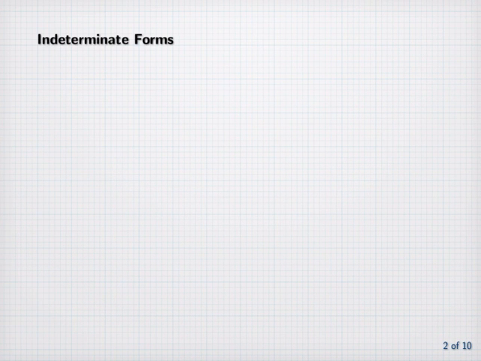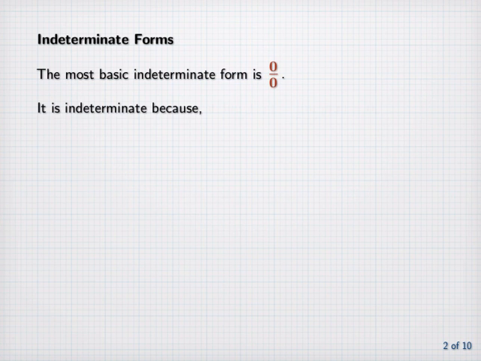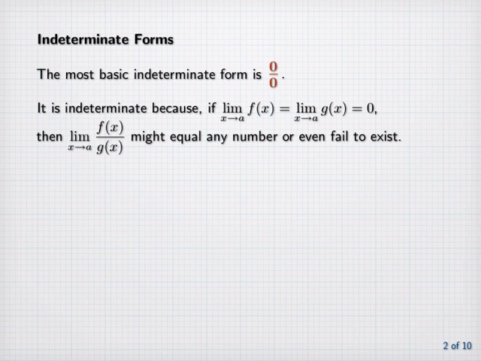Indeterminate forms. The most basic indeterminate form is 0 divided by 0. It is indeterminate because if the limit as x approaches a of f of x and the limit as x approaches a of g of x are both 0, then the limit as x approaches a of the quotient f of x divided by g of x might equal any number or even fail to exist.